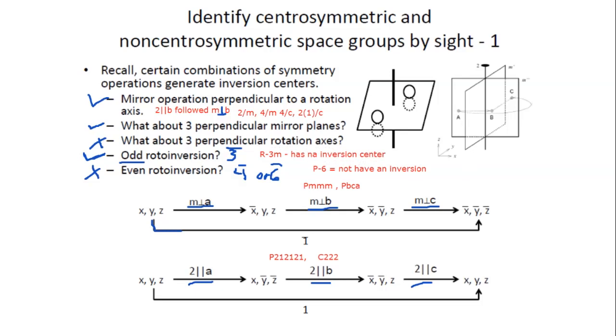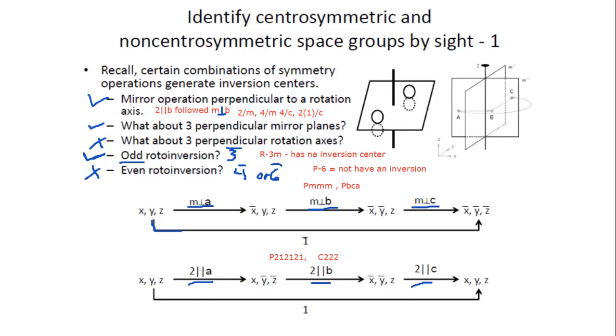So what gives you inversion centers? What gives you is a mirror plane perpendicular to a rotation on the same axis. So it's the same axis generating both the mirror plane and the rotation. Another one is 3 perpendicular mirror planes. This can be glide planes as well. And the last thing is an odd roto inversion. So those are the only 3 types of symmetry operations that can give you inversion centers. Now, P1 bar is a onefold roto inversion, so of course P1 bar is centrosymmetric.